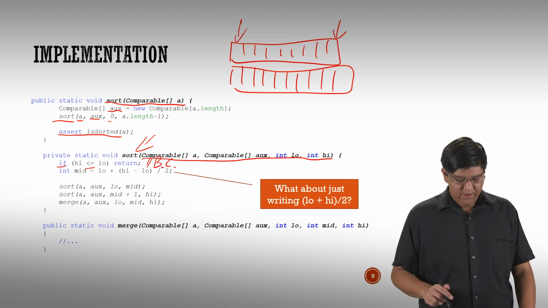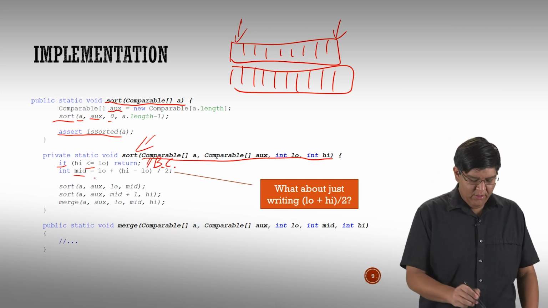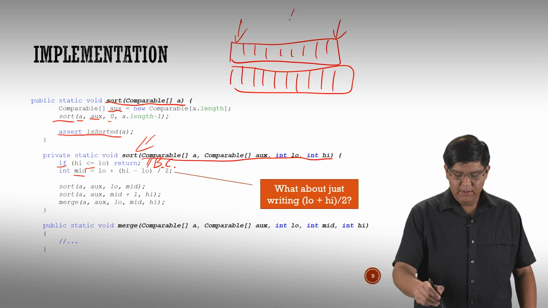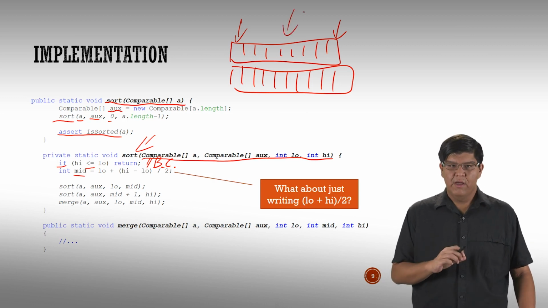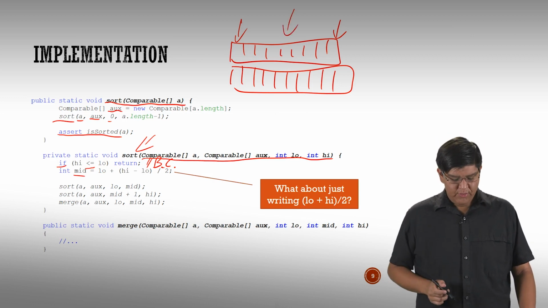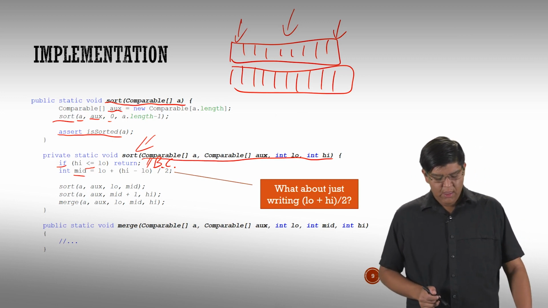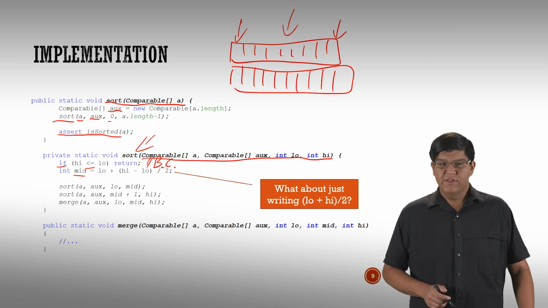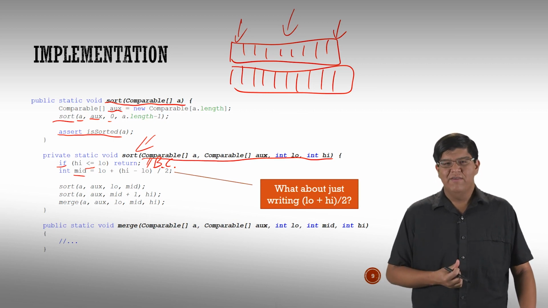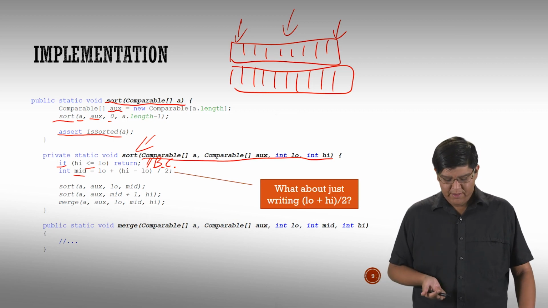All right, then I have my mid variable. What this is doing is picking my midpoint. What is the element I want to split on in the middle? So we have this formula here: low plus high minus low divided by 2. Basically I'm averaging 2 values. I'm getting something right in the middle.